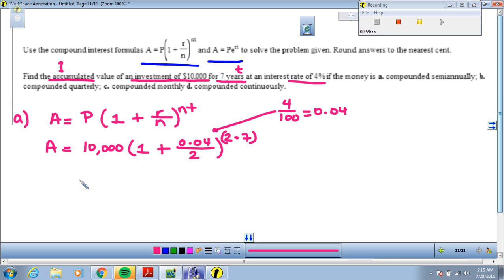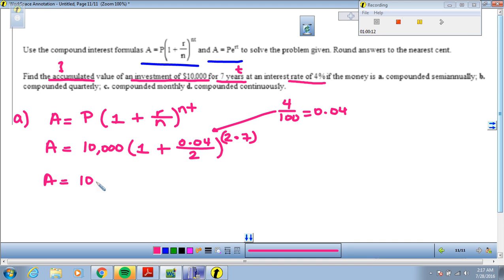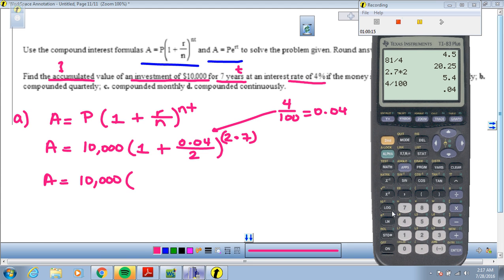Which is 7 years. And all you do is work this out. Now, you can work it out piece by piece, or you can put it all in the calculator. It's really up to you. If I work piece by piece, what would be the first thing that I'm going to have to do? The inside of the parentheses. Simplify all this thing inside.